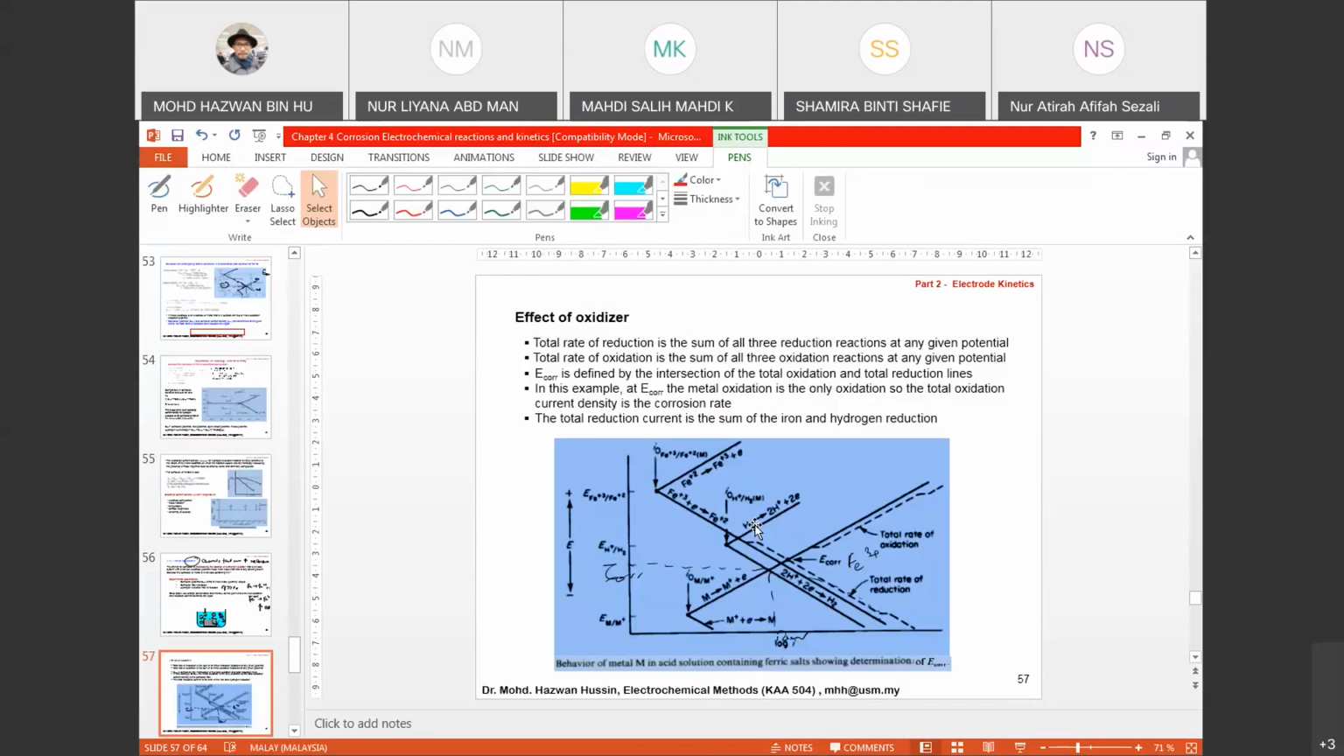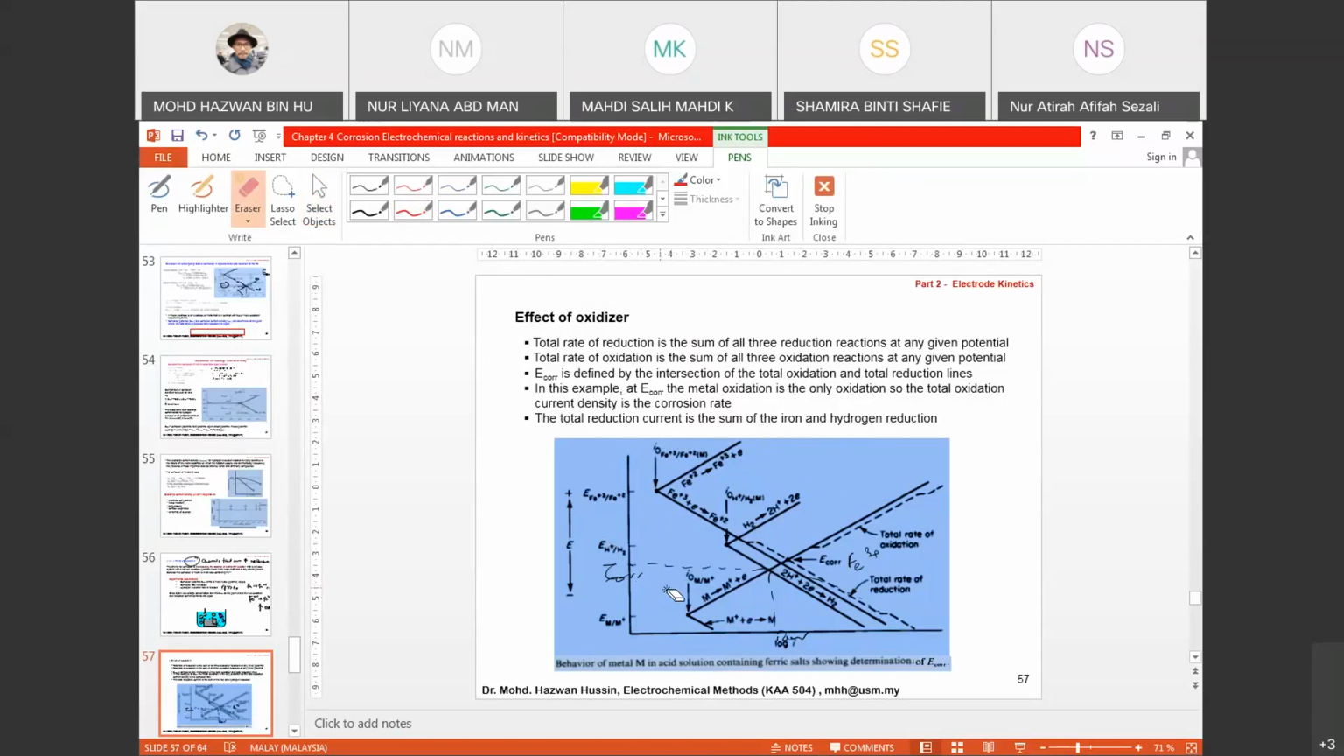And in this example, you'll see that for the E-corr, metal oxidation is the only oxidation, so the total oxidation current density is the corrosion rate. And the total reduction current is the sum of the iron and hydrogen reduction. So what is actually indicated over here?